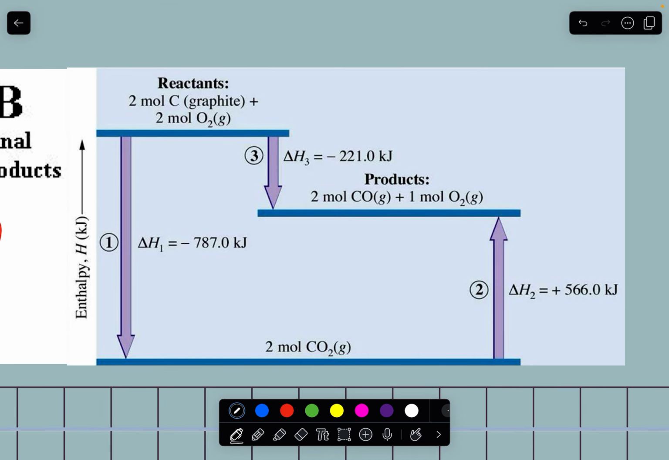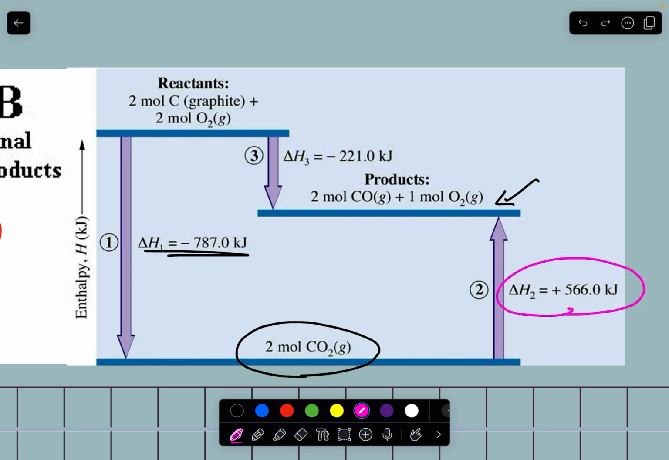So if we have our reactants, carbon and oxygen gas, we can go straight to CO2 with this amount of energy. We can also do it in 2 steps. We can go to CO plus O2, that little bar there, and then from there down to step 2. You'll see these energies here, given as delta H2 and delta H3. If you add those together, that will equal our delta H1.